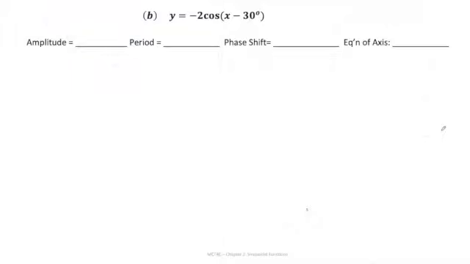Okay, this time we are looking at y equals negative 2 cos (x minus 30 degrees). Make sure you see that it is cos, not sine, okay? So our amplitude here is going to be 2, and then you just have to remember that there is also a reflection in the x-axis. That's what that negative sign is, okay?